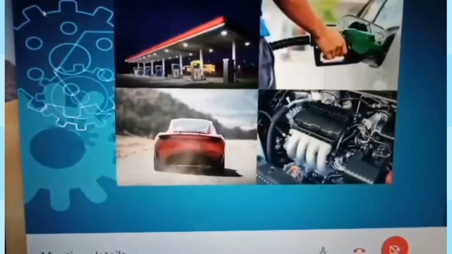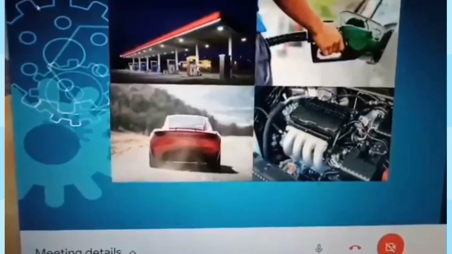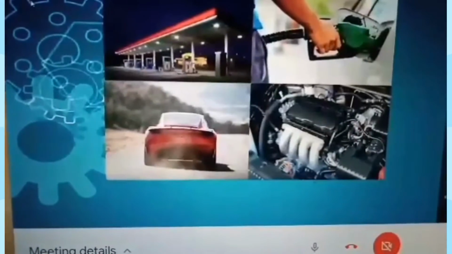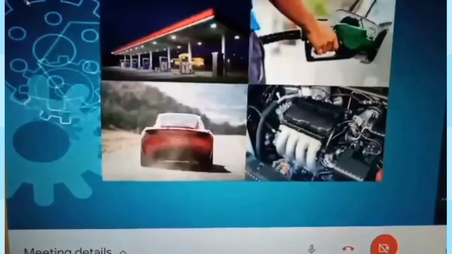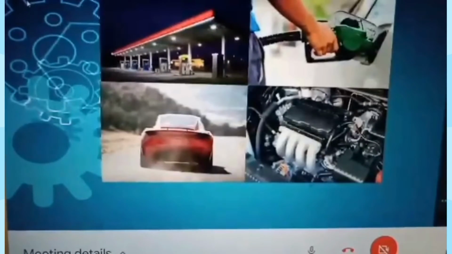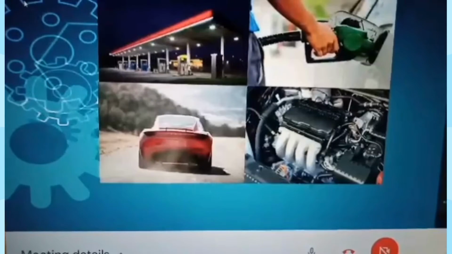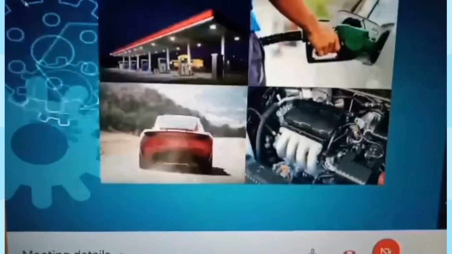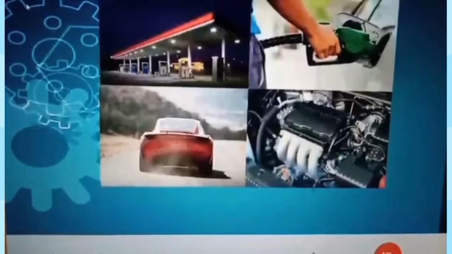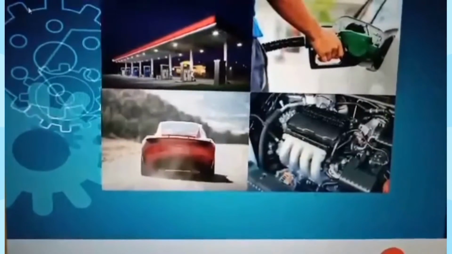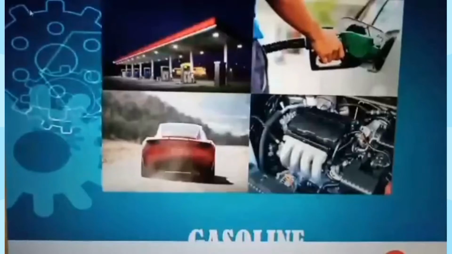Combustion. Combustion? It seems it's not combustion. What is your answer? Gasoline. What's the word? Okay, classmates, who can help Sir Ariel? Gasoline. Gasoline. Perfect! Thank you!